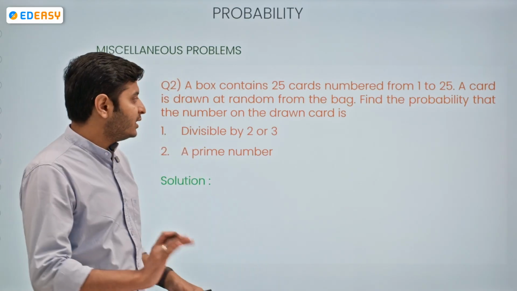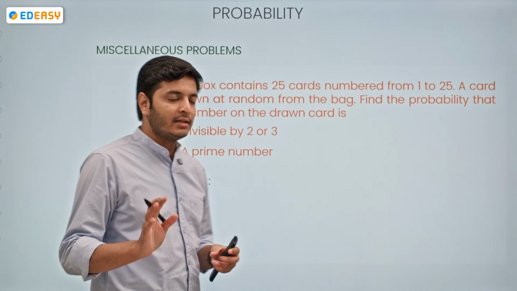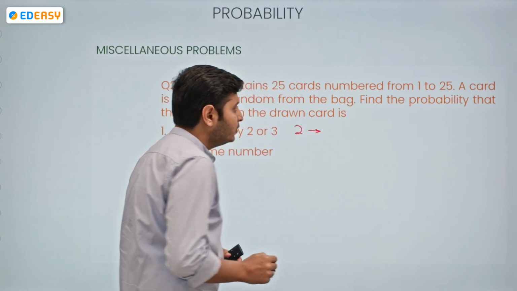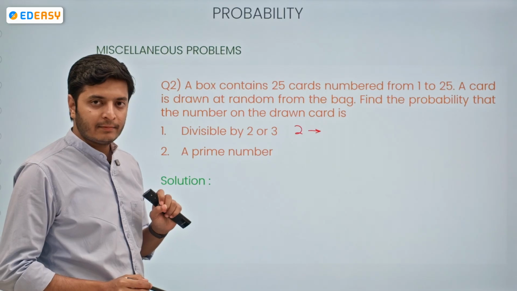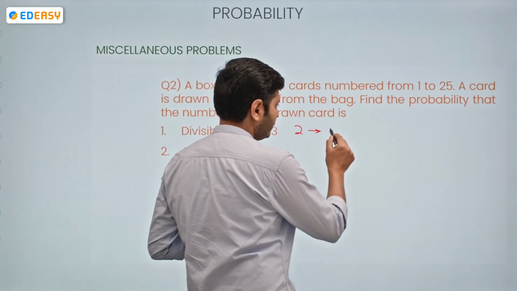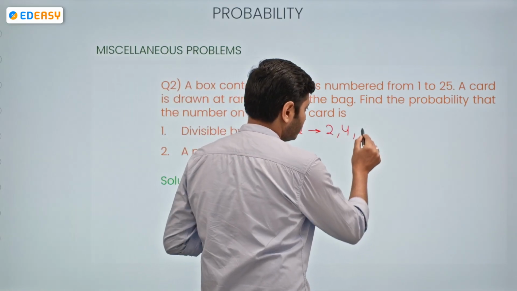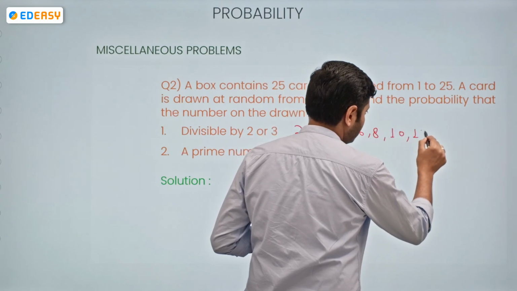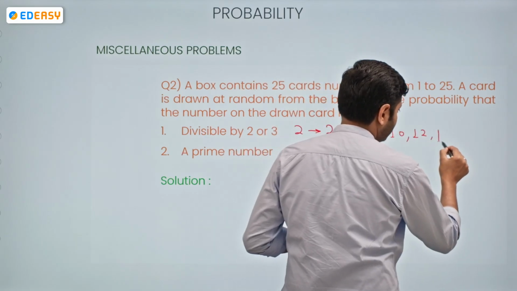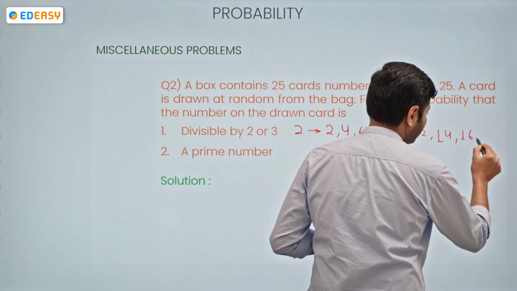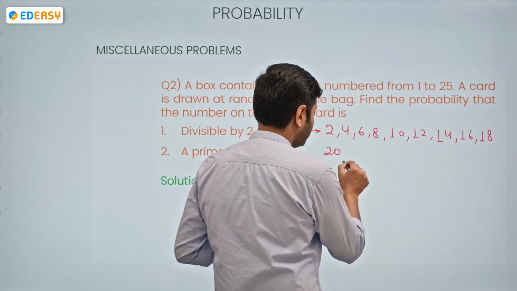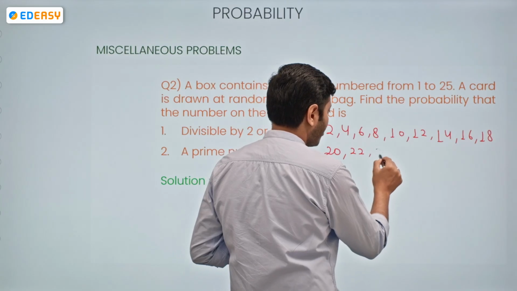So I'm gonna do one thing. I'm gonna write the sample space like this: all the numbers that are divisible by 2 in between 1 to 25. How many such numbers are there? 2, 4, 6, 8, 10, 12, 14, 16, 18, 20, 22 and 24.